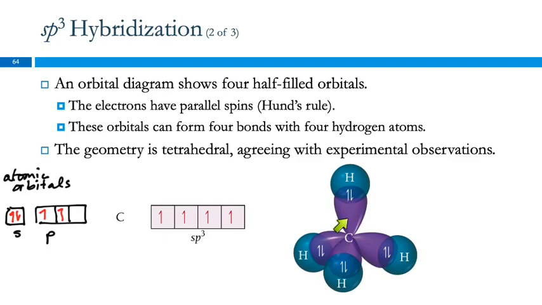This half-filled orbital of carbon can overlap with the half-filled s orbital of hydrogen. So here we've got hydrogen, and these guys can overlap. And here's another hydrogen, and those guys can overlap. And a 3rd hydrogen, and these can overlap, and a 4th hydrogen. So we have 4 hydrogens.